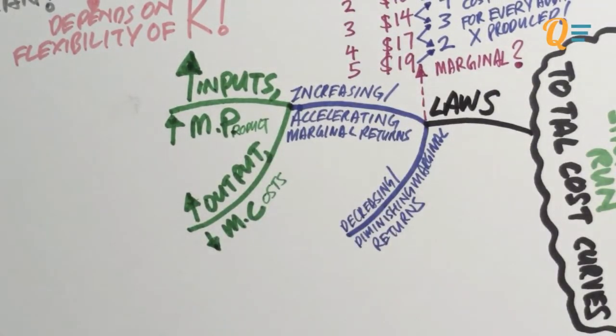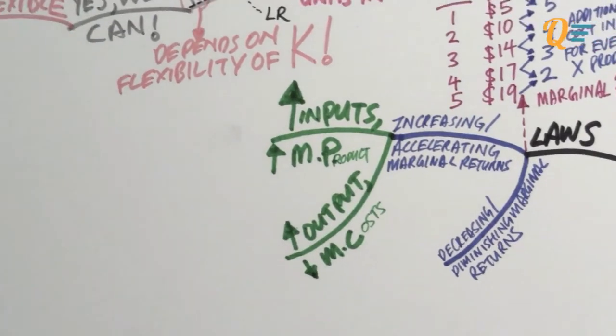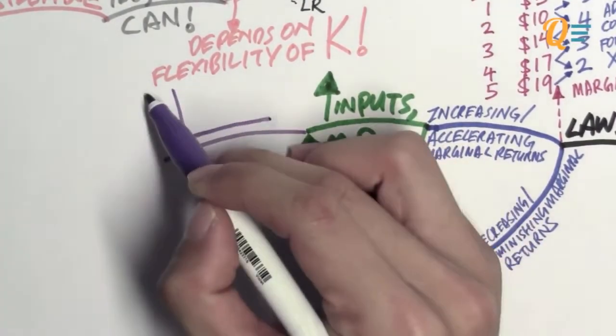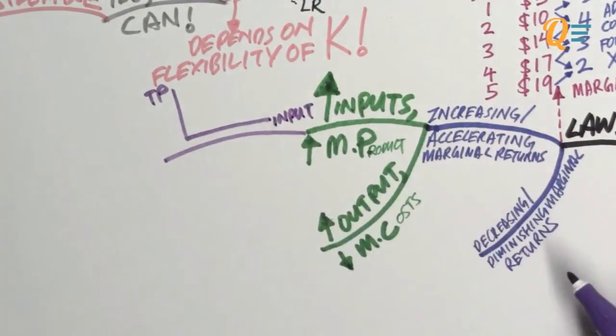Okay, so that is what it means by increasing or accelerating marginal returns. That also means if I were to draw a graph with the total amount of product on the vertical axis and the amount of inputs on the horizontal axis, I'm going to get a total product curve that looks like this. As you can see, it is getting steeper and steeper as I put in more inputs.